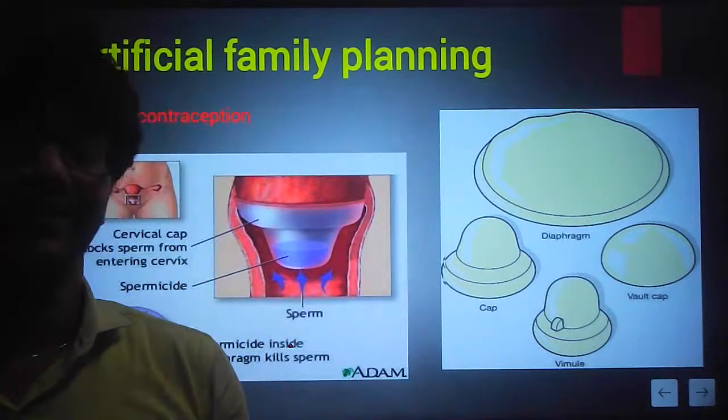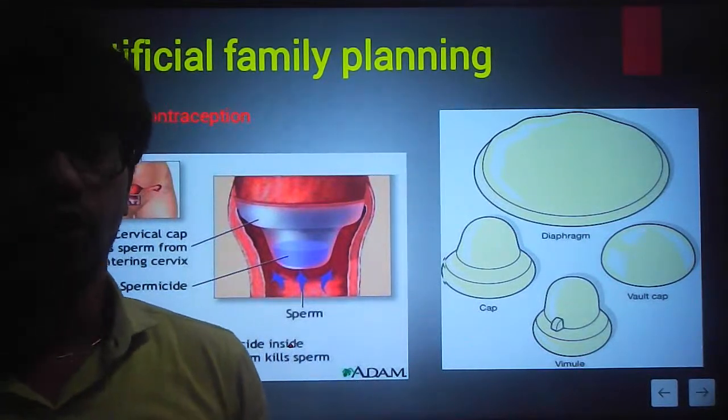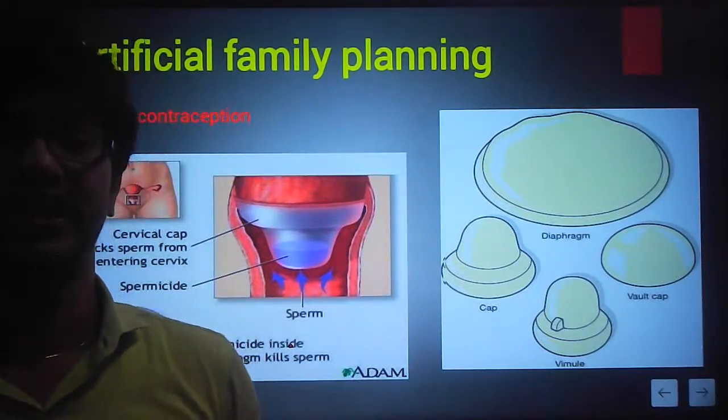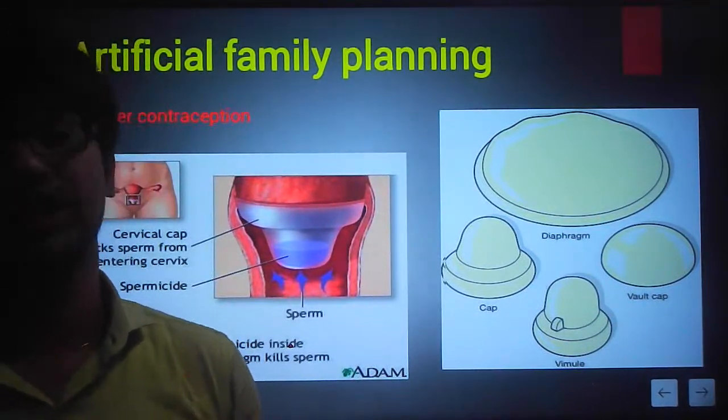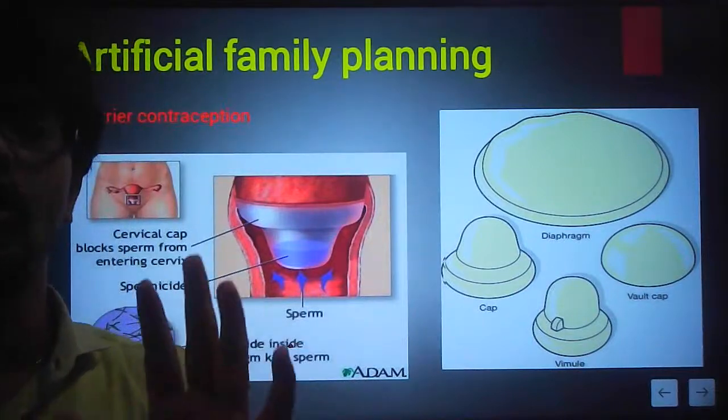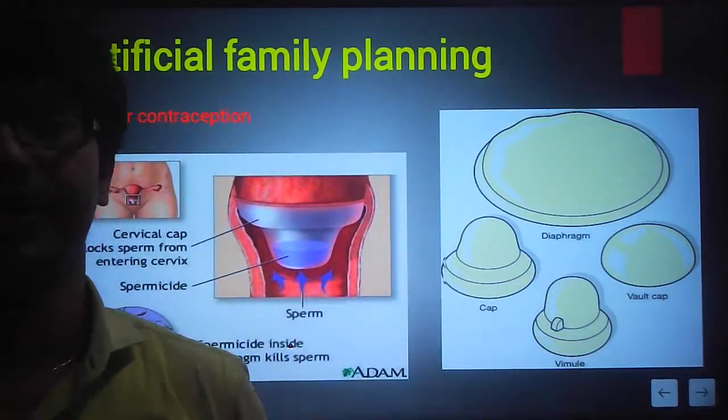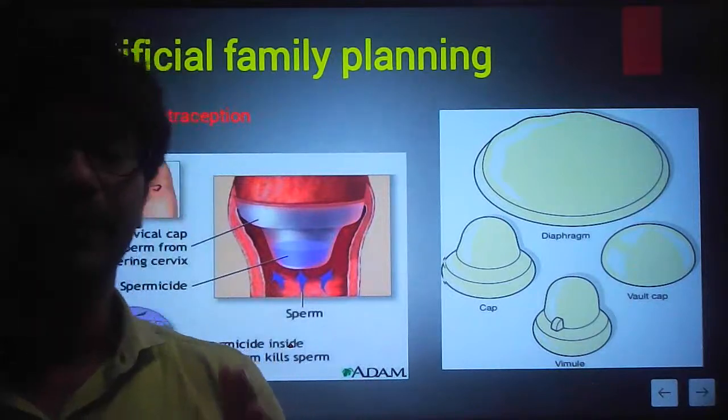Okay, if ejaculation took place, then she has to douche, or she has to wash the vaginal part, and there are minimal chances that she may get conceived or she may not get conceived. So this is the concept behind the previous part, that is coitus interruptus and lactational amenorrhea.